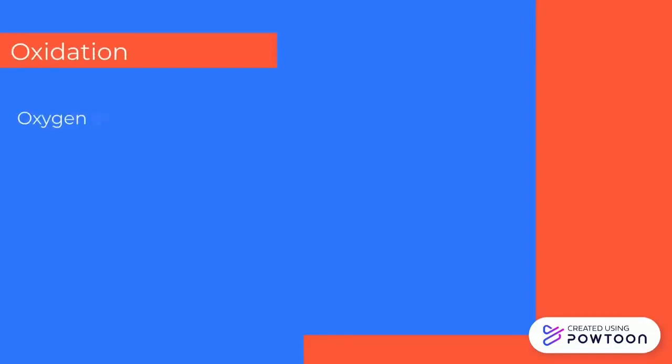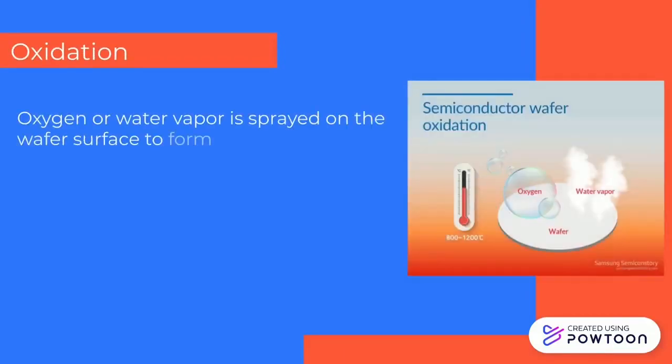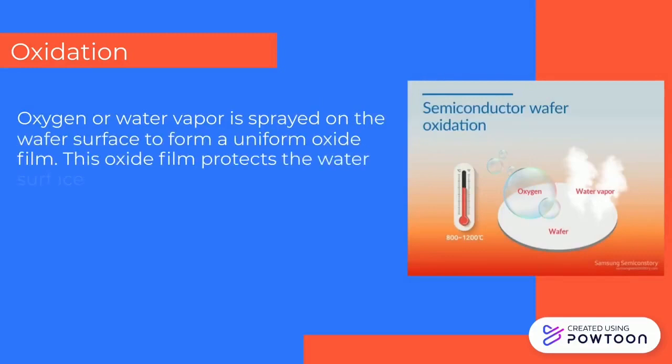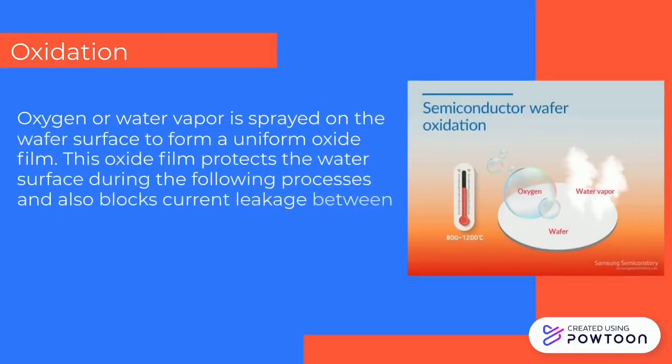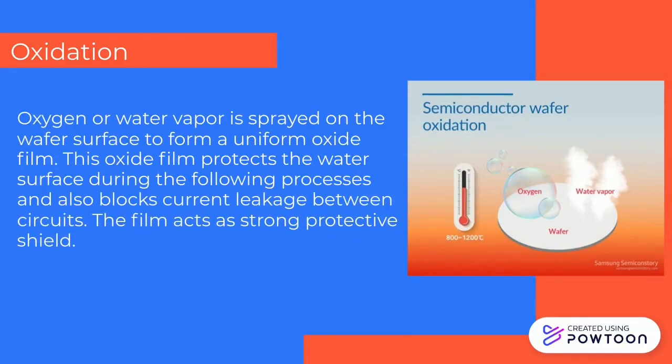Oxidation is where oxygen or water vapor is sprayed on a wafer surface to form a uniform oxide film. This oxide film protects the wafer surface during following processes, also blocks current leakage between the circuits, and acts as a strong protective shield.